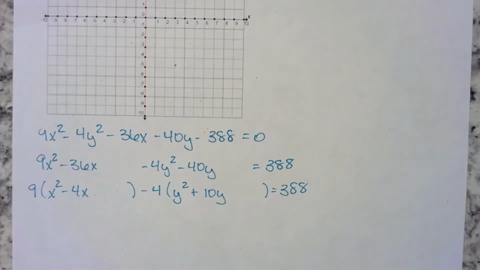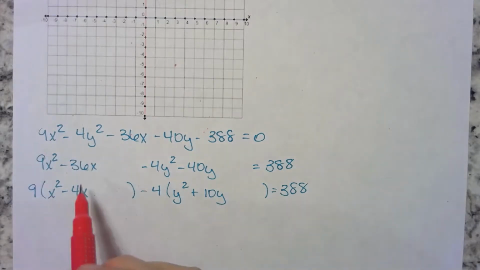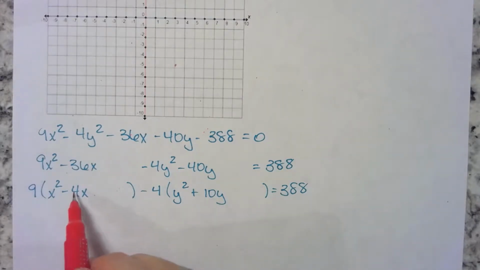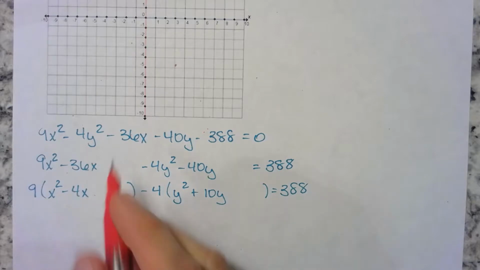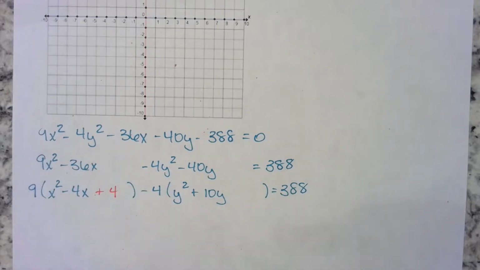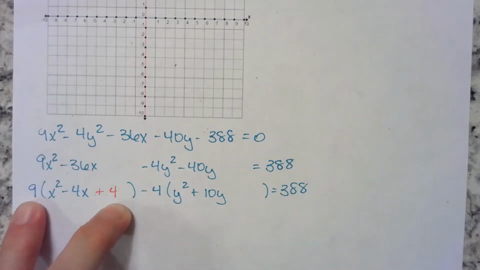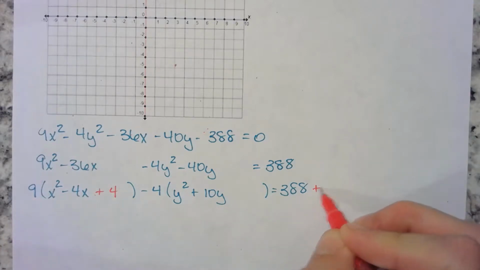From there, you take half of b and square it and add it to both sides. So half of 4 is 2. 2 squared is 4. We add 4. But we didn't just add 4, we added 36, which means we add 36 on this side as well.